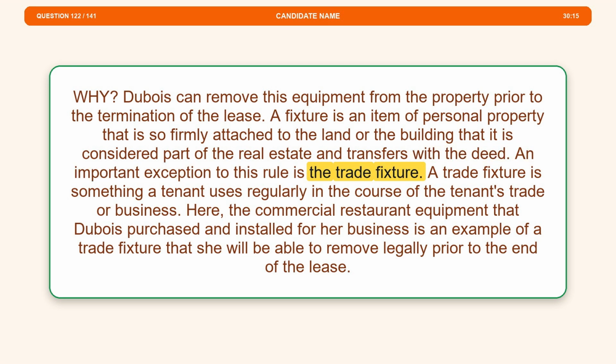A trade fixture is something a tenant uses regularly in the course of the tenant's trade or business. Here, the commercial restaurant equipment that Dubois purchased and installed for her business is an example of a trade fixture that she will be able to remove legally prior to the end of the lease.